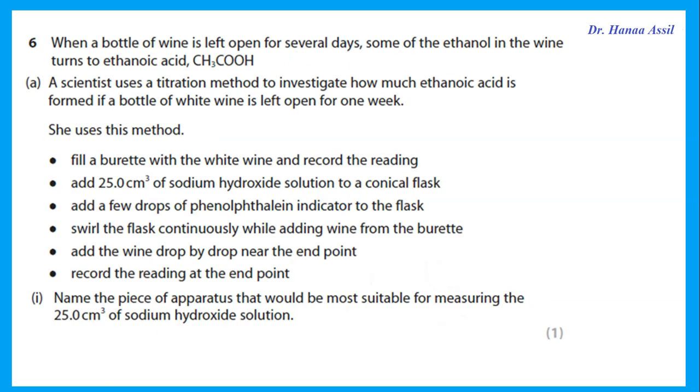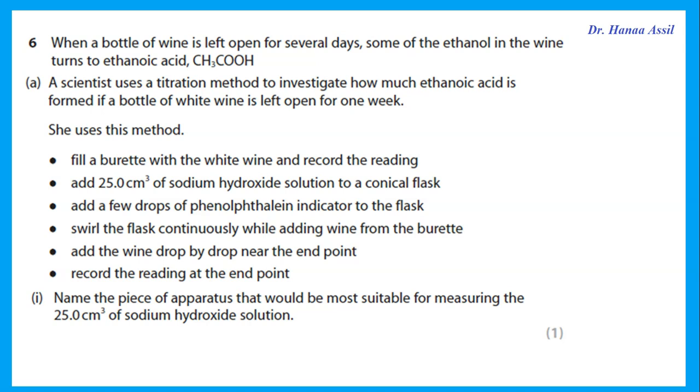Question 6 says, when a bottle of wine is left open for several days, some of the ethanol in the wine turns to ethanoic acid. A scientist uses a titration method to investigate how much ethanoic acid is formed if a bottle of white wine is left open for 1 week.